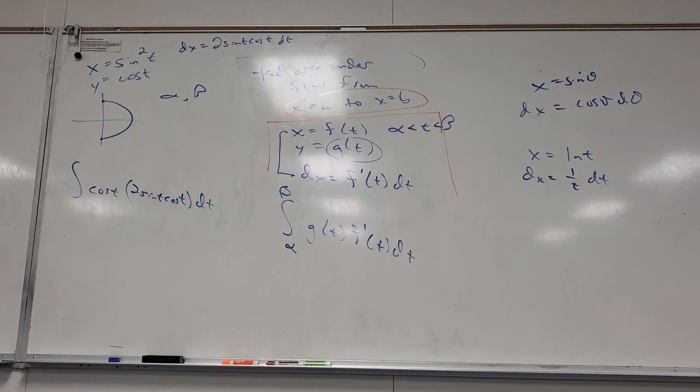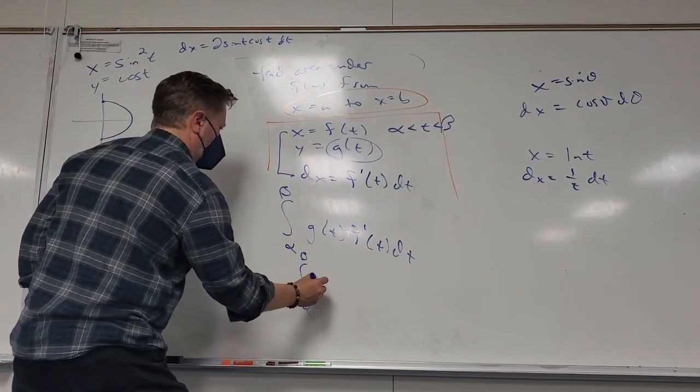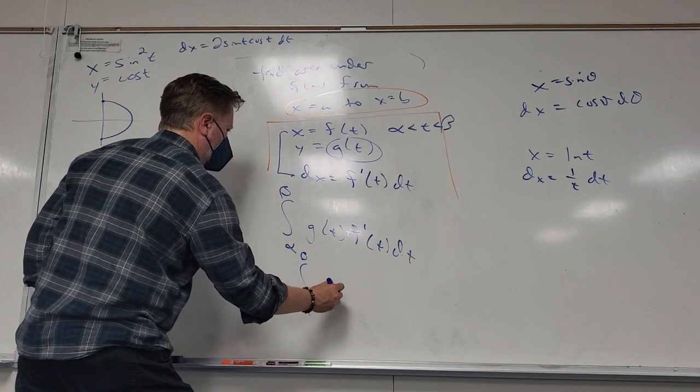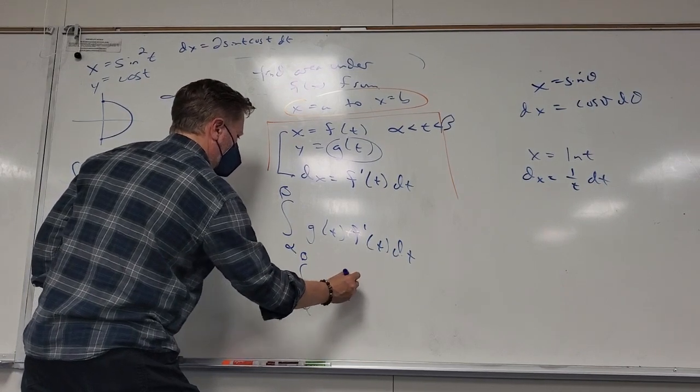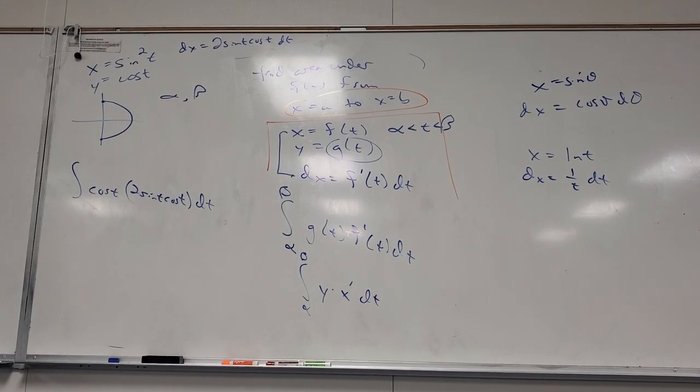All right, let me stop for a minute. You guys see how to build that? And if you want to, you can just kind of think of this as y times x prime. Does that make more sense? Whatever makes sense. Okay, so x is f of t, y is g of t. That's the important thing to remember.